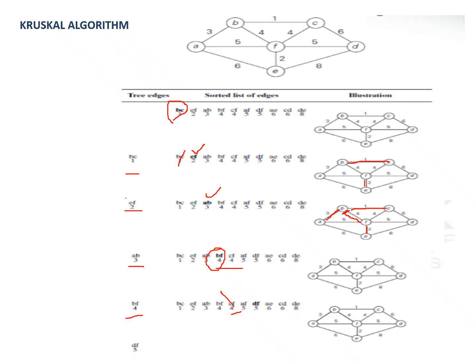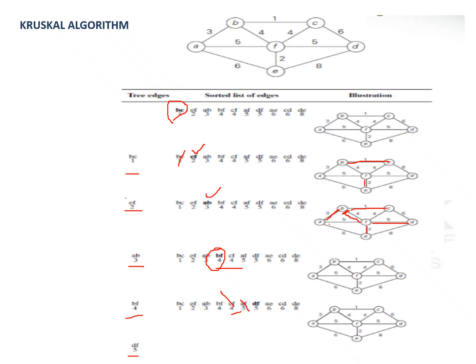Moving on to AF. AF I am considering. Again AF, if I take it, is also going to form a cycle, so neglecting that, then I am moving on to DF. So DF, where is D? Okay, DF, so I am accepting that. This procedure of choosing edges has to be repeated again and again until I visit all the vertices. So again this has been accepted.